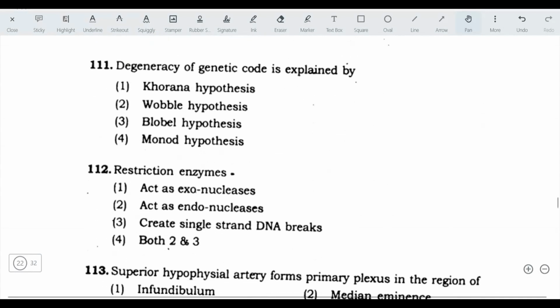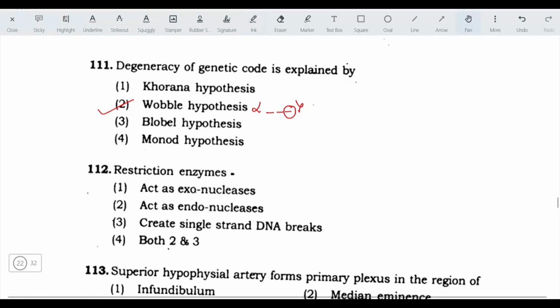Next question, degeneracy of the genetic code is explained by. The answer here is the Wobble hypothesis. And what is the Wobble hypothesis? Degeneracy is the condition where multiple codons can code for the same amino acid. And according to the Wobble hypothesis, a codon is a triplet where the third position is not fixed.